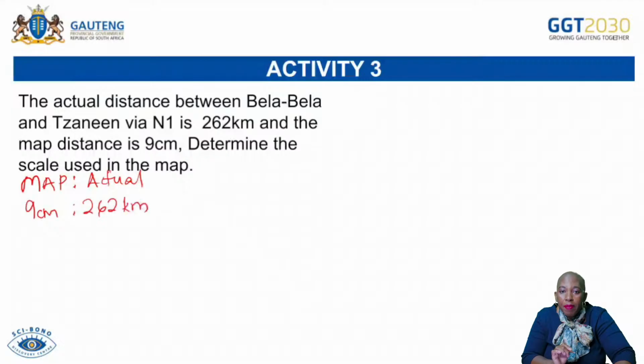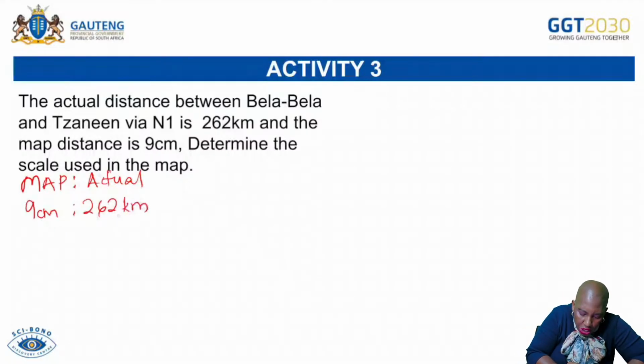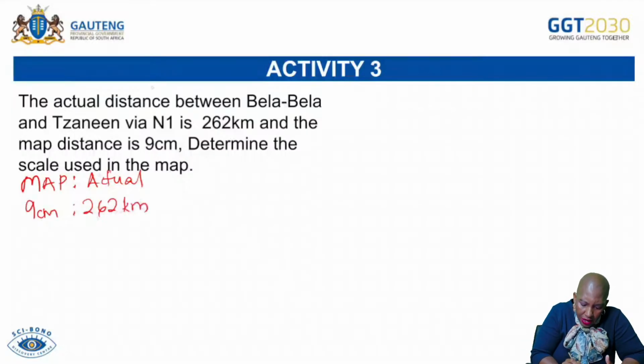But are we given a bar scale? No. So it means we're just given information here. They say determine the scale used on the map. Now, how do we determine the scale? Remember the ratio. Now I've written it in the form of a ratio. And then I have to convert these kilometers, because on the map we are using the smaller units, which are centimeters and millimeters. I have to convert the 262 kilometers into centimeters.